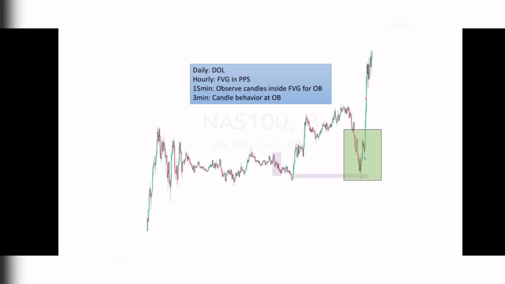Here is the 3-minute chart, and at the 3-minute chart we are going to be observing the behavior of the candles that trade into what we are considering to be an order block. Price breaks structure and then fakes a down move before it creates a fair value gap for us to enter long.